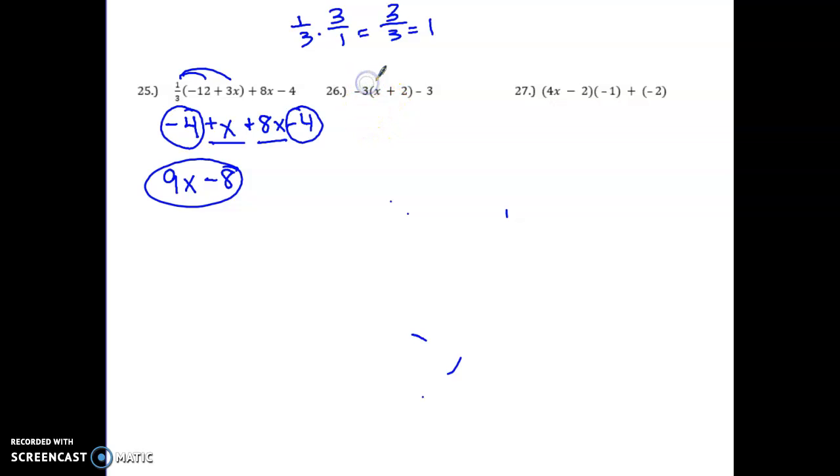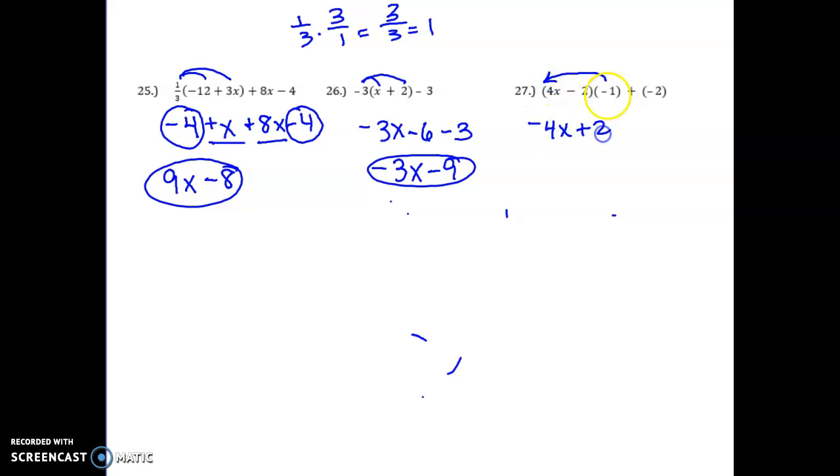Number 26, we would distribute the negative 3, and we would get negative 3x minus 6, and then minus 3. So we would have negative 3x, and negative 6 minus 3 would be minus 9. Here we're distributing a negative 1, so it's going to be negative 4x, and it's going to be plus 2, because we distributed the negative 1. And then we're going to add a negative 2. So the 2 and the negative 2 cancel out, and we're left with an answer of negative 4x.